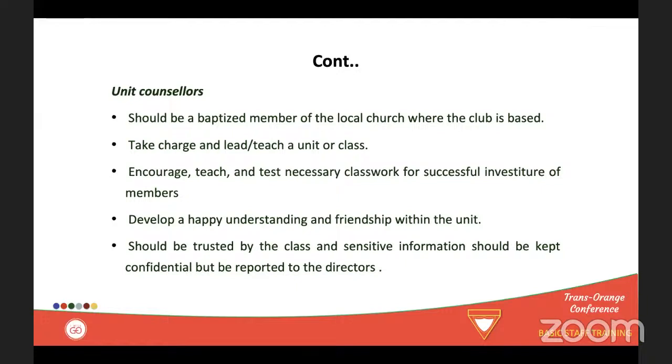So as a counselor, you are the best friend of that group that you are working with. So you must also demonstrate the qualities of a good friend. You must be trusted, and you must be understanding and be one of them. At the same time, you are also learning. As you are also teaching them, you are the best person to say, my class is now ready for assessment. My class is now ready for investiture. So we need to take charge of that as unit counselors. Next slide.